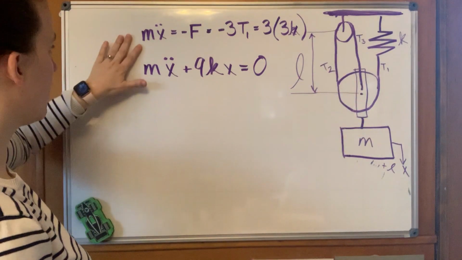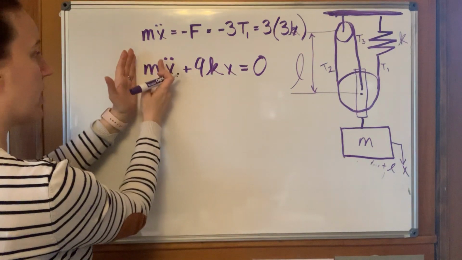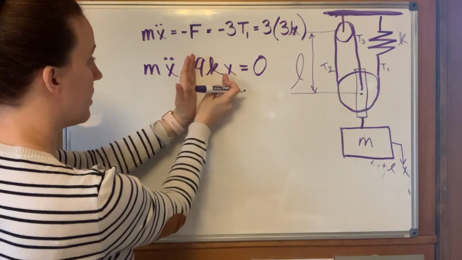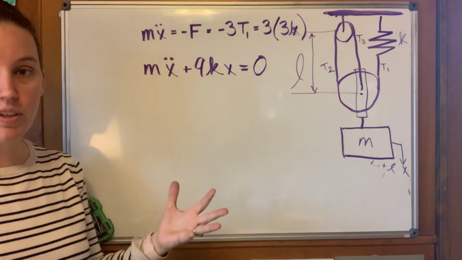All right, so once we have our equation of motion in the form of some equivalent mass times x double dot plus some equivalent stiffness times x equals 0, we're ready to go into the next phase, which is solving this problem.